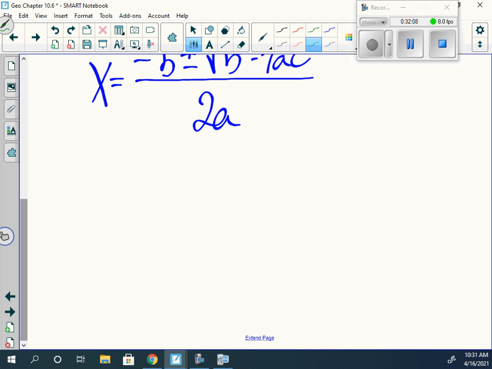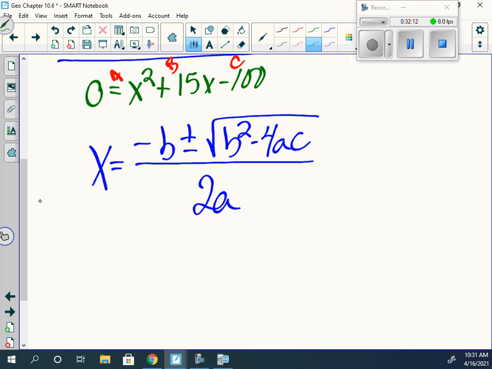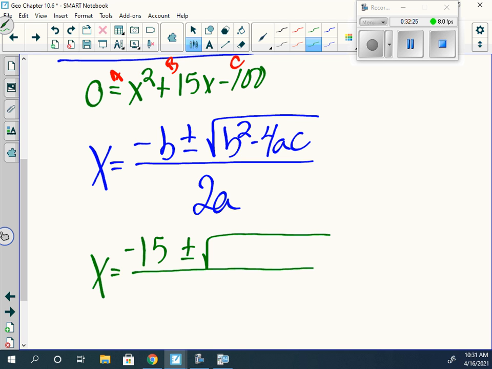So, when we look at this here, and this formula, we're going to plug in B first. Well, what is the value of B? 15. So I would have negative B, so negative 15. Inside here, we're going to have 15 squared minus 4.